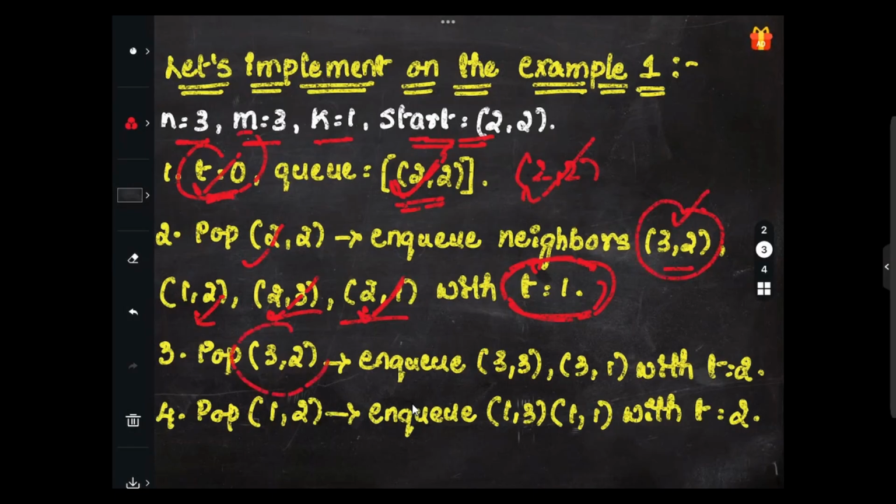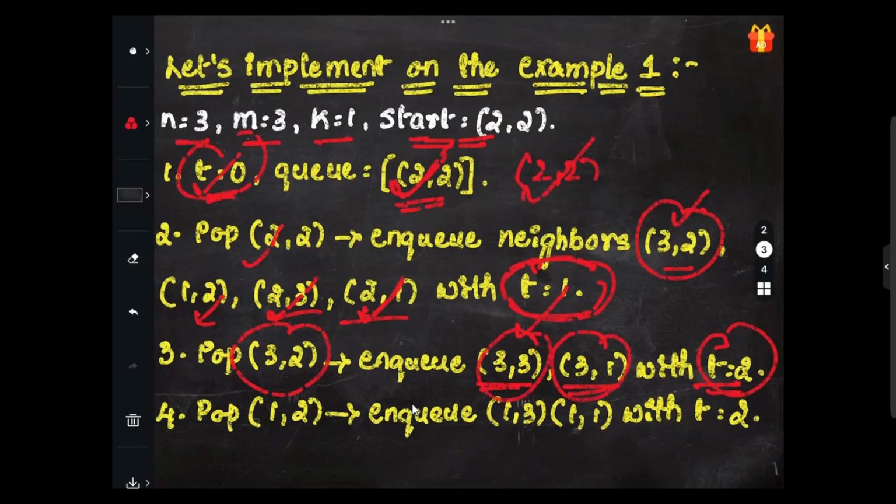So what we'll do, we'll pop 3 comma 2. This time we will be enqueuing all its neighbors, right? So we will enqueue 3 comma 3, 3 comma 1 with t equals 2. Previously t was 1, we are going with t equals 2, right? So now we are just enqueuing the neighbors of 3 comma 2, that is 3 comma 3 and 3 comma 1.